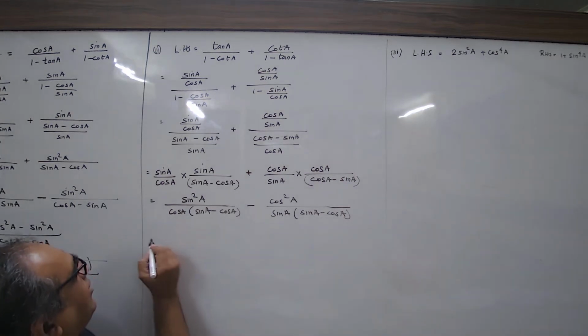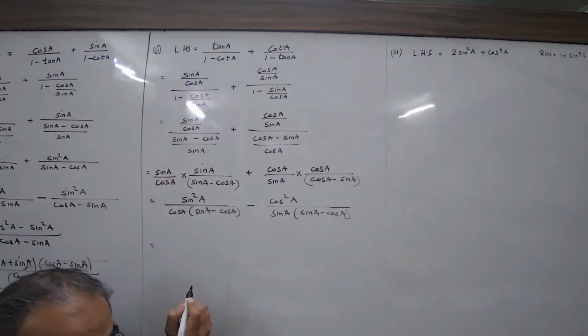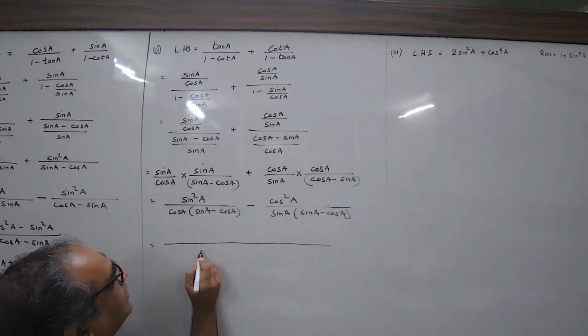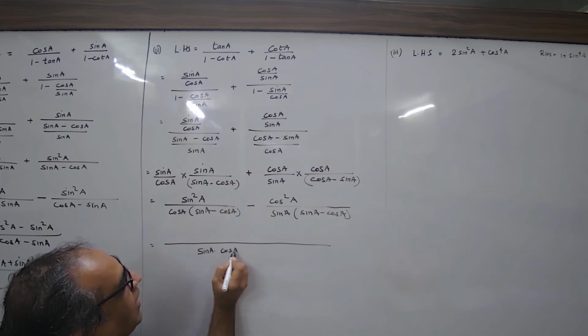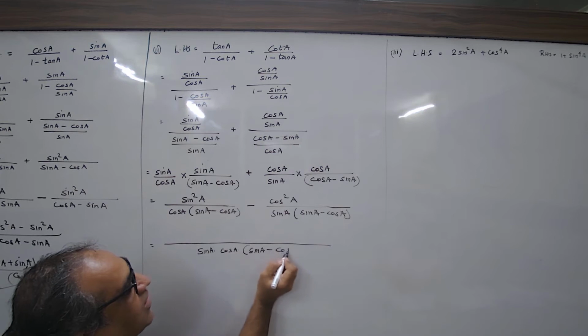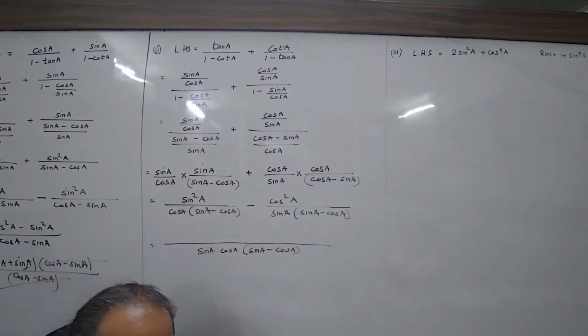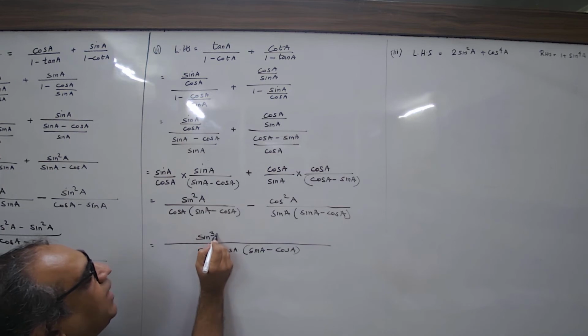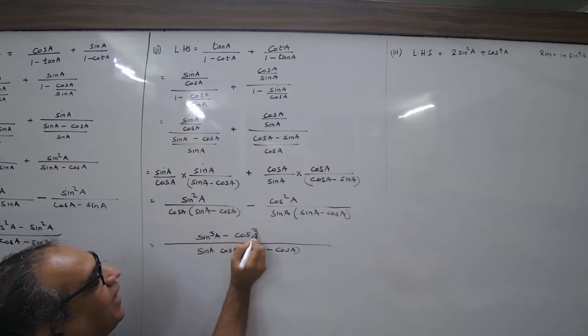Now look at the LCM, children. Everyone is seeing the LCM, right? Sin A into cos A into (sin A minus cos A). And this will become sin cube A minus cos cube A.